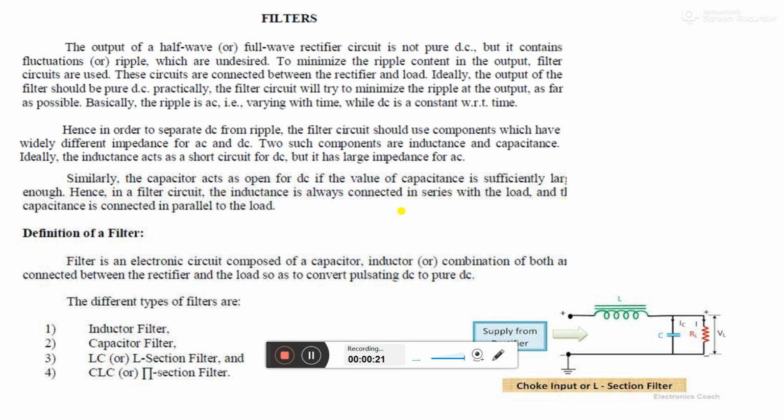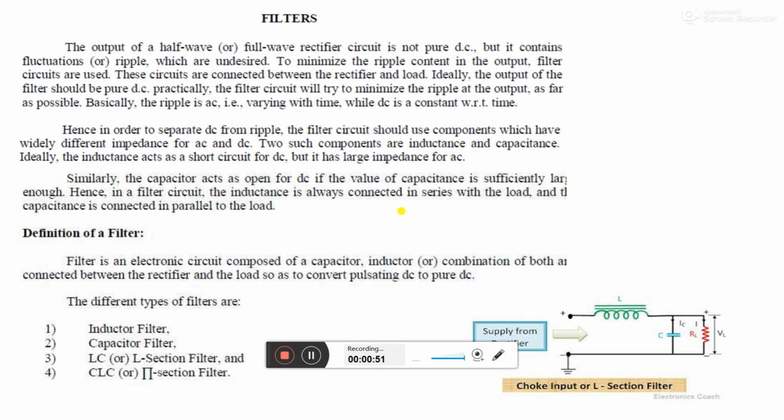But the output of rectifiers, it may be a half wave rectifier or a full wave rectifier. In full wave rectifier, we have seen the center tap full wave rectifier and the bridge full wave rectifier. The output of all these is not pure DC. We call their output pulsating DC. Pulsating means the output is not a pure DC. Pure DC is what we actually want, like a DC waveform.